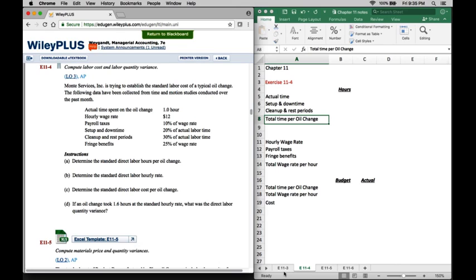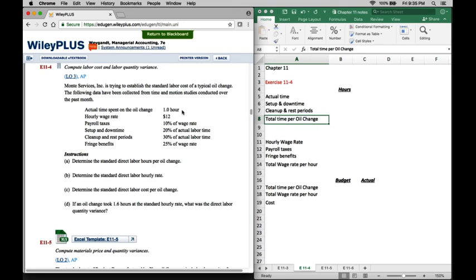In exercise 11-4, we are given the following information. The actual time spent for an oil change is 1 hour. The hourly rate is $12. We also pay payroll taxes, which is 10% of this $12. And the setup and downtime is 20% of actual labor hour.